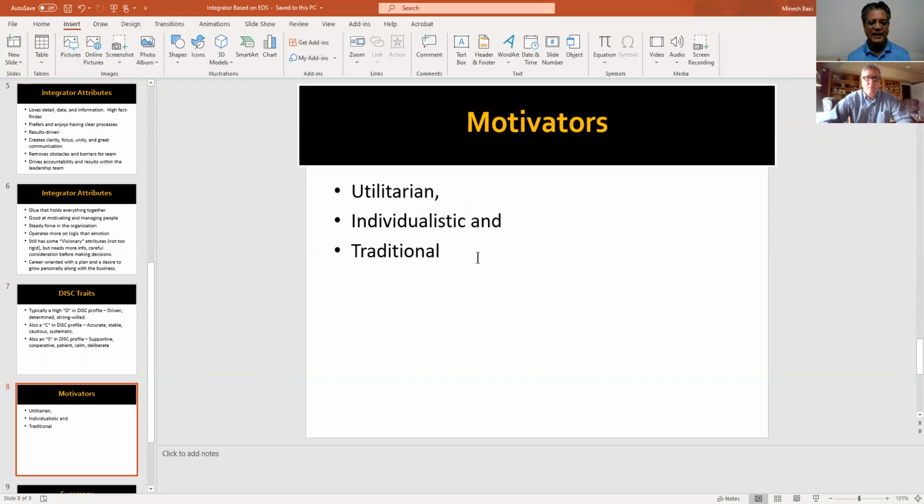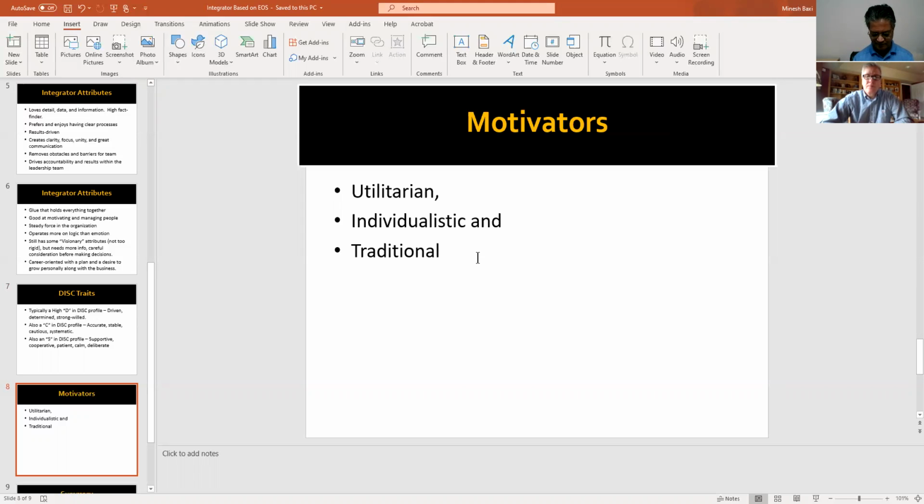Now the motivators they have typically would be utilitarian. So this is the person who wants to make sure things are done, and they value results. They also value money, and they value return on investment. Individualistic means they have enough of a desire to control their destiny, which helps them be better leaders and managers. And the last one is traditional. This person understands that you don't break just to break. You want to be following some processes in place, structure, and methodology. And those are the three motivator traits I have found to be helpful when you're looking to fill a position like this.